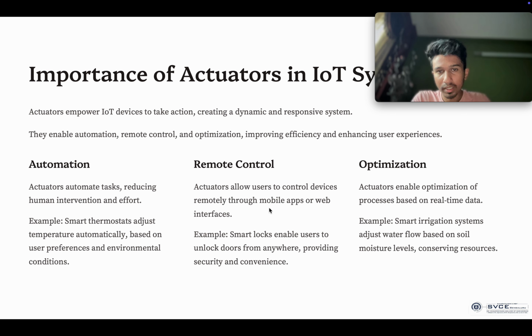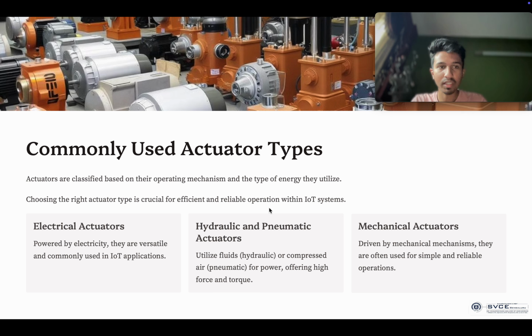Then we have remote control. Actuators allow users to control devices remotely through mobile or web interfaces. Example: smart locks enable locking and unlocking of the door, etc. Optimization: actuators enable optimization of processes based on real-time data. Example: a smart irrigation system adjusting water flow, etc.